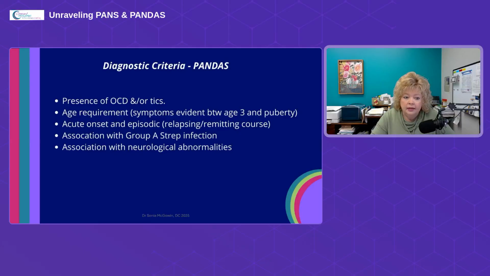Acute onset and an episodic course. You'll also hear that called relapsing and remitting course. So kids get better and then they have symptoms again, and then they get better and they have symptoms again. Of course, PANDAS is associated with a strep infection, and often we see neurological abnormalities. We'll see changes in pupillary response. We'll see changes in deep tendon reflexes, things like that.